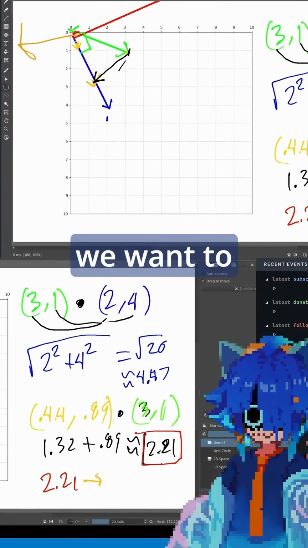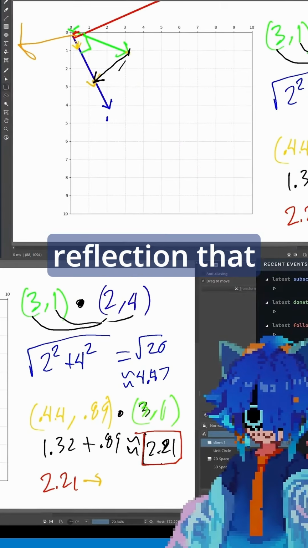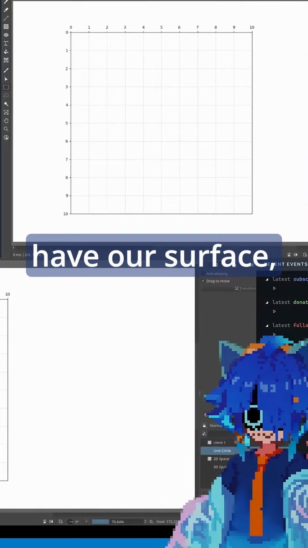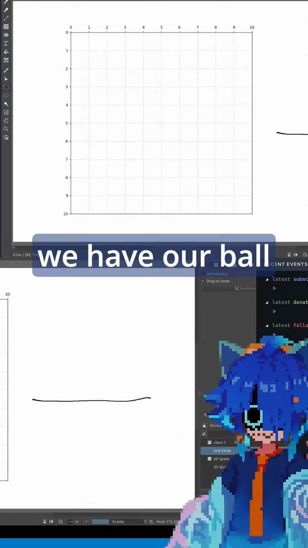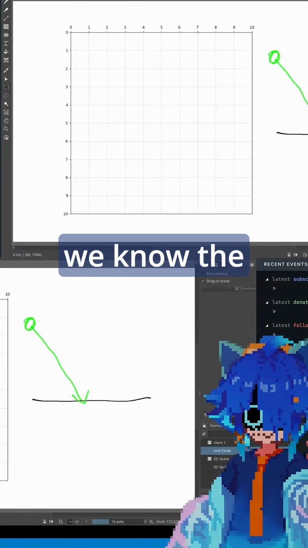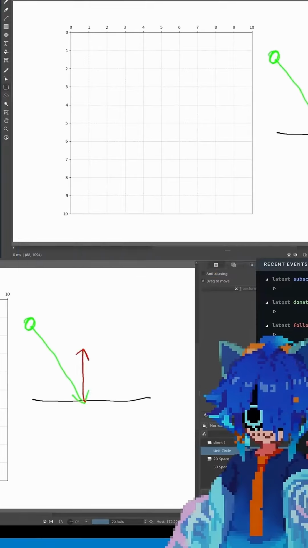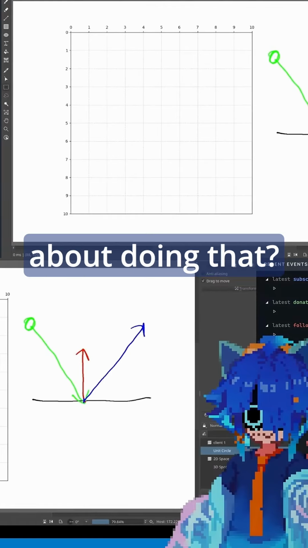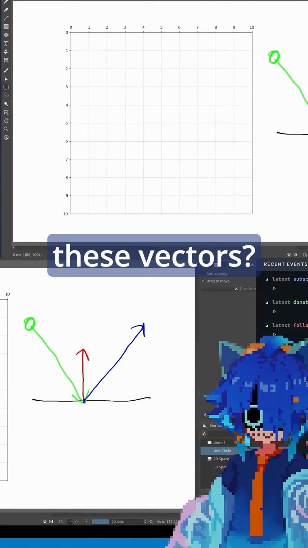What happens if we want to calculate the reflection that we talked about with the cross product? So let's clear the screen, and let's say that we have our surface, we have our ball moving in towards the surface, we know the normal of our surface, and we want to find this blue vector. How can we go about doing that?